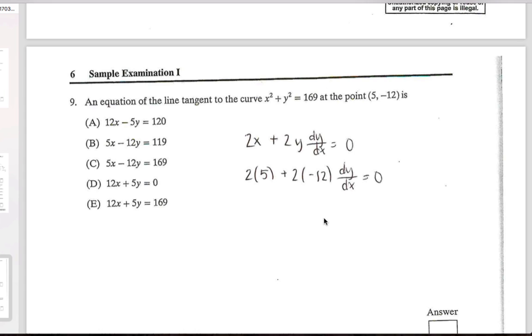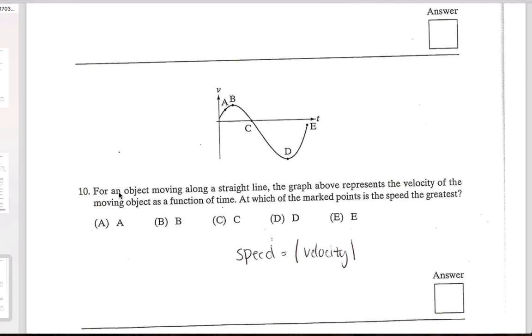You can come up with the equation of the line, and then you just have to get it in standard form for this problem here. In number 10, they asked you where's the speed the greatest. So speed, remember, is the absolute value of velocity. So it's going to be the greatest here at this point D, because we're saying which is the biggest number in absolute value. So this point D would be the biggest number that we see when we take the absolute value of it.